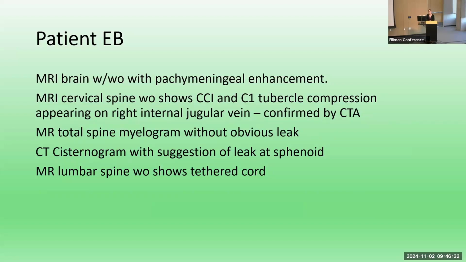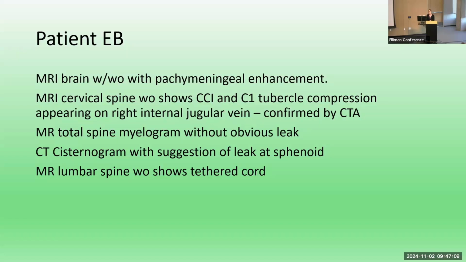So we did a bunch of imaging because, again, he was referred to me because he didn't respond to any of the medications for his headaches, and that really was a prominent complaint of his. So I did a brain MRI with and without. There was pachymeningeal enhancement. His cervical spine without, which was done on a separate day, because I just sort of put together several different visits with this patient, showed CCI with where the C1 sat. There was suggestion of compression of the internal jugular vein. That was confirmed by a CTA. MR of total spine myelogram was without obvious leak. It was read as normal. A CT cisternogram, which was ordered by a different doctor, an ENT, actually showed suggestion of leak at sphenoid.